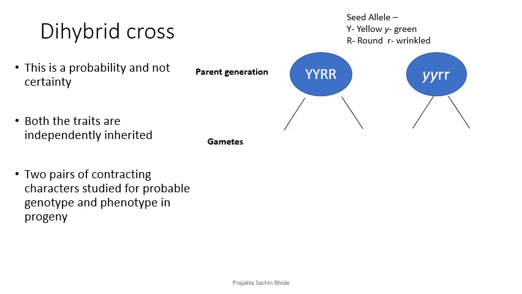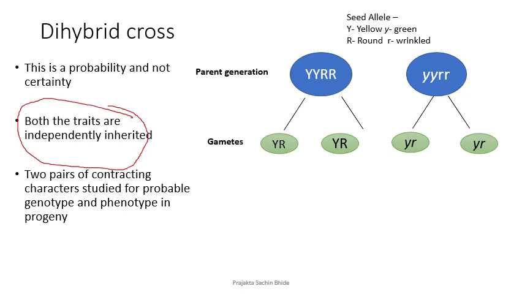What will their gametes be? Yes, their gametes would be YR, YR, and small y, small r, small y, small r for the other parent. Now note, like we said, these traits are independently inherited, and that is why I will have the gametes which belong to each trait.